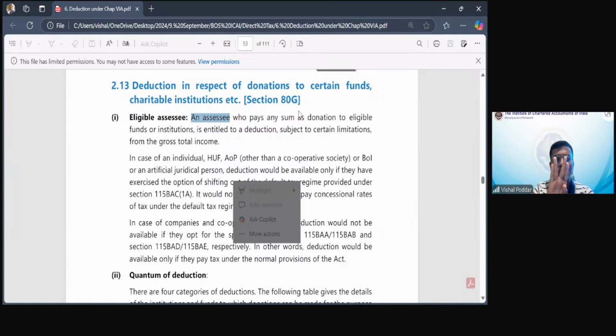What type of donations? 2 types. What are these 2 types? First is donation to funds. The other is donation to organizations. Generally, we traditionally have been giving donation not to funds, but to organizations. Now you'll ask me, sir, what is a fund? What is an organization? Simple.